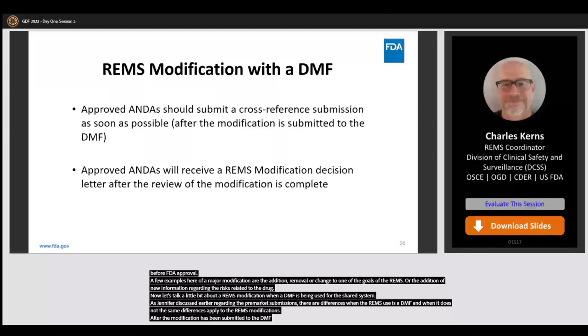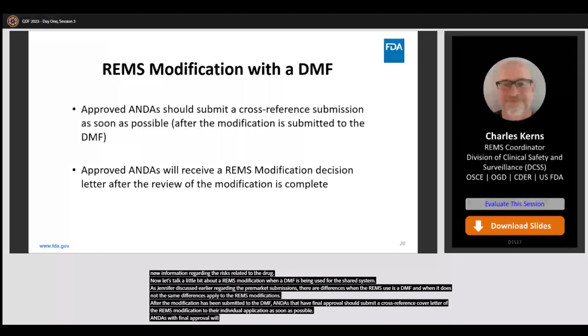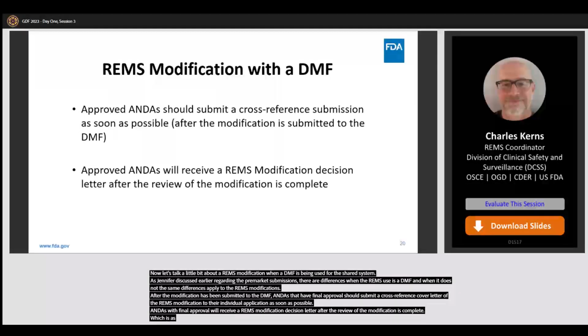ANDAs that have final approval should submit a cross-reference cover letter of the REMS modification to their individual application as soon as possible. ANDAs with final approval will receive a REMS modification decision letter after the review of the modification is complete, which is, as mentioned earlier, 60 days for a minor modification or 180 days for a major modification.